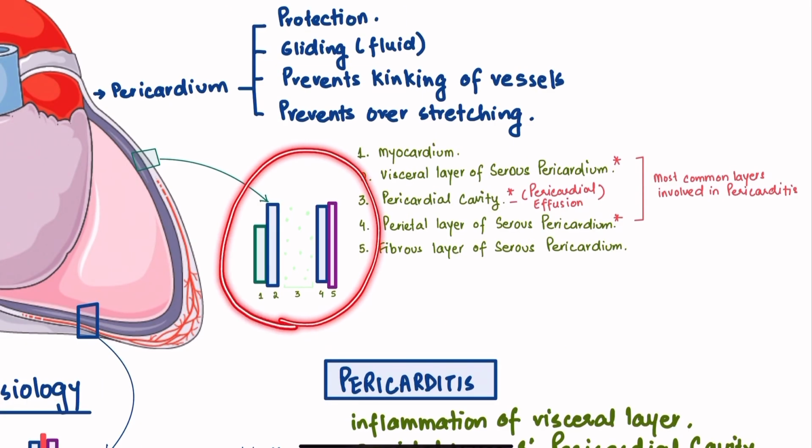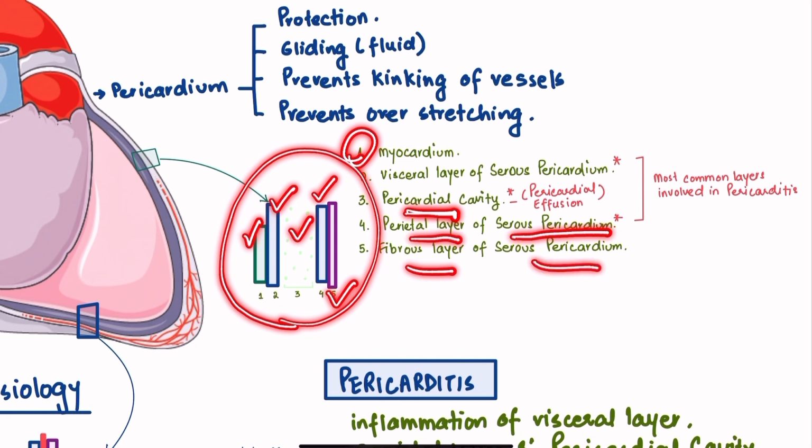If we take a cross section of the pericardium, we will find that it has the following layers. The first layer is the myocardium. The second layer is the visceral layer of the serous pericardium. The third layer is the pericardial cavity. The fourth layer is the parietal layer of the serous pericardium. And the fifth layer is the fibrous layer of the serous pericardium.